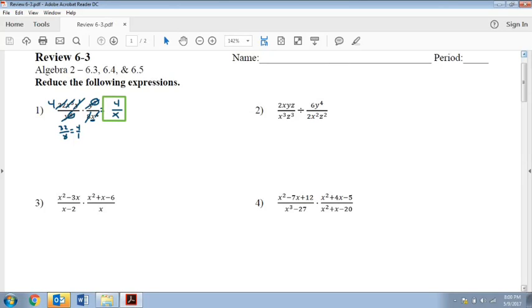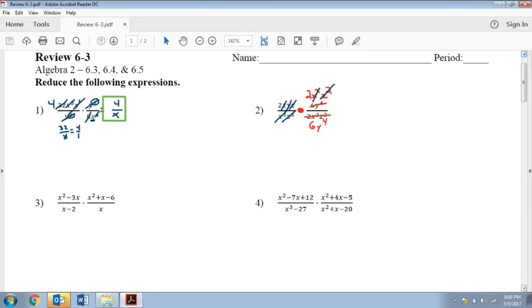Okay? Number 2, exact same idea, except remember when we're dividing, we need to first of all flip the fraction. So we got 2x squared z squared over 6y to the 4th, and now we're going to multiply. Okay, now we can cancel everything out. So I have 3 x's on top and 3 x's on bottom. I have 3 z's on bottom and 3 z's on top.